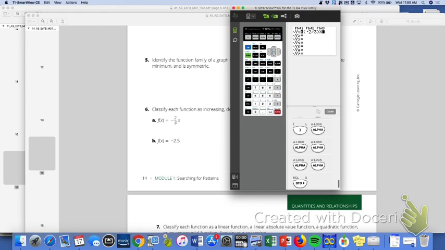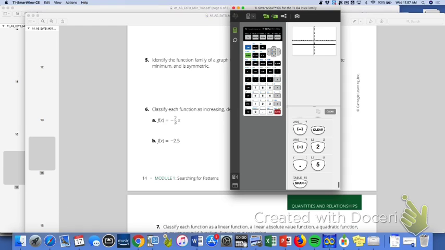There we go. See, all I did was just type it into my calculator. For y equals negative 2.5, remember that's function notation. f of x just means the same thing as y equals. So once again, we're going to do y equals. I'm going to clear that other one out and put in negative 2.5. No x this time. Let's see what happens. And graph.